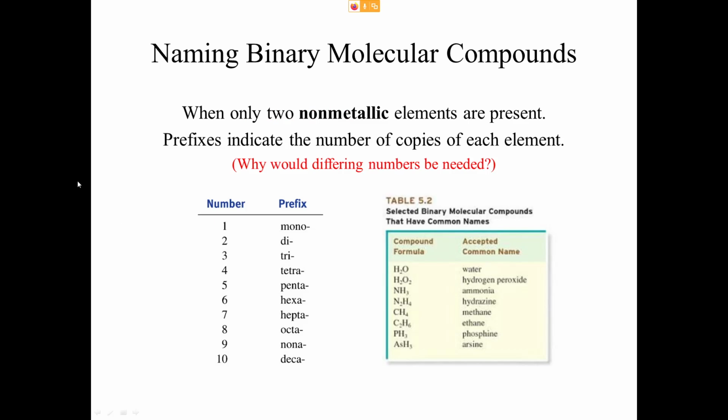Okay? And then we'll go through some naming things to finish up for today. We'll do a lot more naming of organic compounds beginning next time, but this is the last of the review material from your other course.